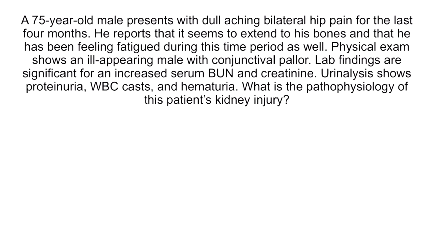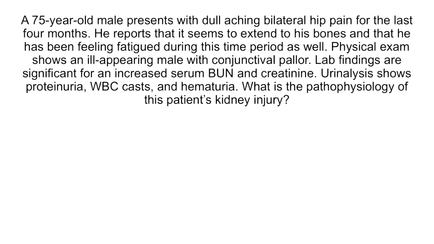A 75-year-old male presents with a dull, aching bilateral hip pain for the last 4 months. He reports that it seems to extend to his bones and that he has been feeling fatigue during this time period as well. Physical exam shows an ill-appearing male with conjunctival pallor. Lab findings are significant for increased serum BUN and creatinine. Urinalysis shows proteinuria, white blood cell casts, and hematuria. What is the pathophysiology of this patient's kidney injury?